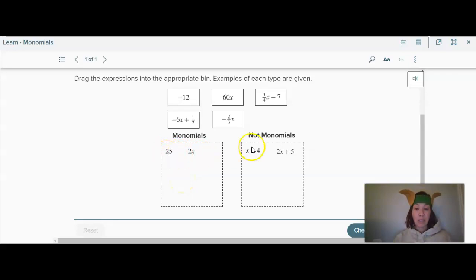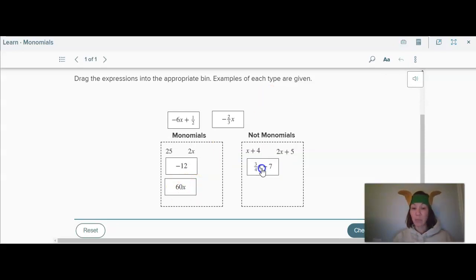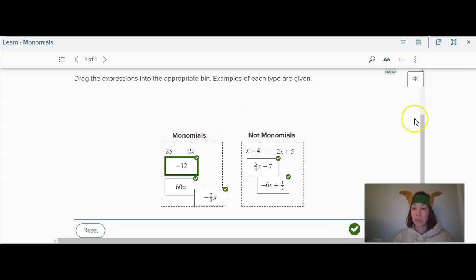These are monomials. These are not monomials. So negative 12, what do you think? I think that goes there. 60 times x. So you can separate things with multiplication, but you can't separate with addition and subtraction. So this would be not monomials, and this one would be a monomial. And let's check. Ooh, yes. I know what I'm doing.